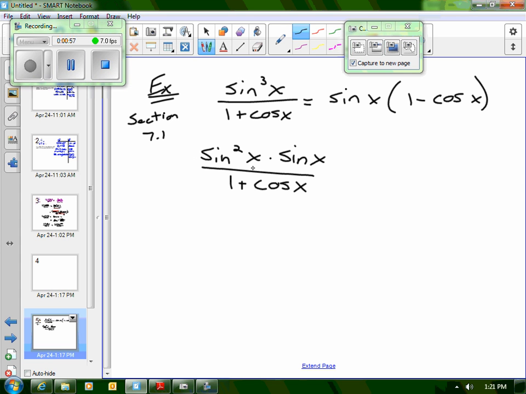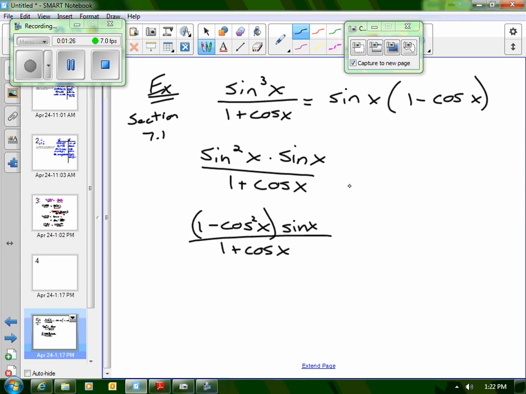I'm going to substitute an identity in for sine squared. Sine squared is also 1 plus cosine squared of x. Sorry, not 1 plus, 1 minus cosine squared of x. So this is taking the place of the sine squared. I still have the sine of x, and that's still all over 1 plus cosine of x.